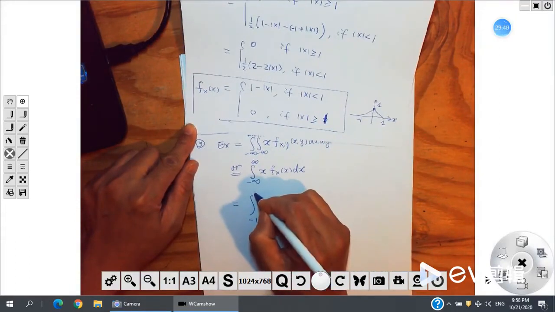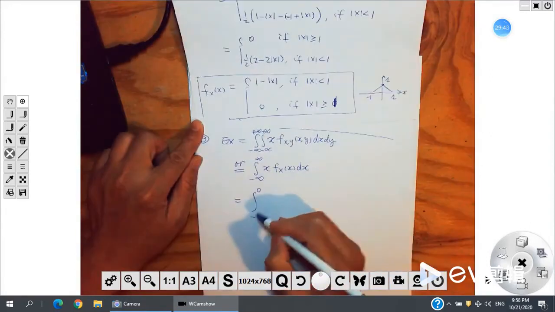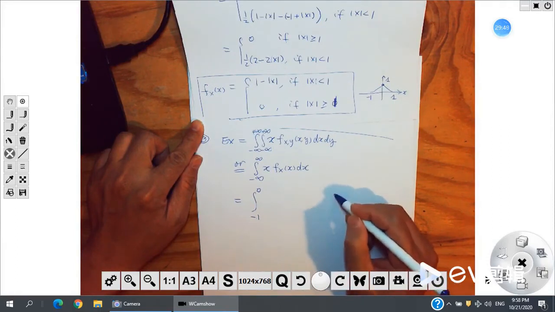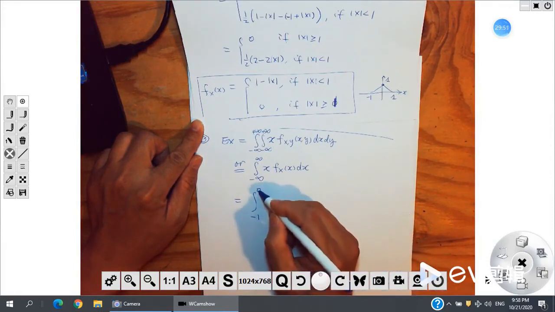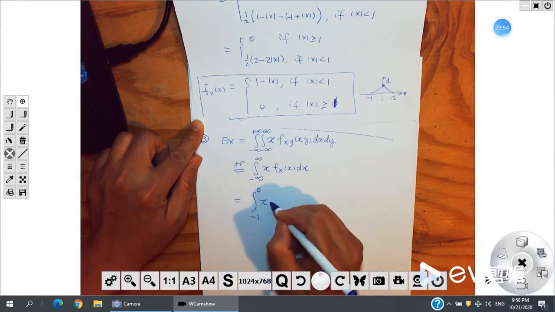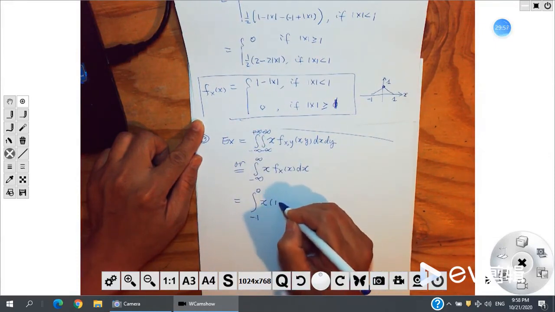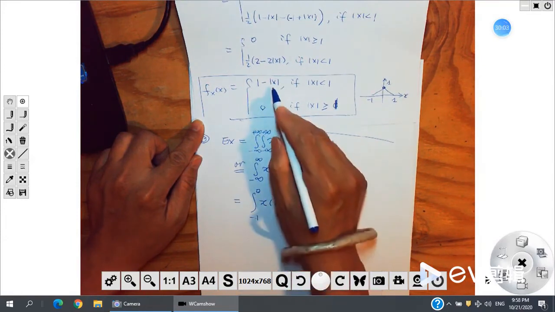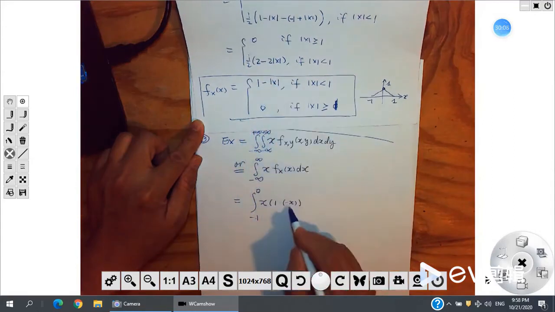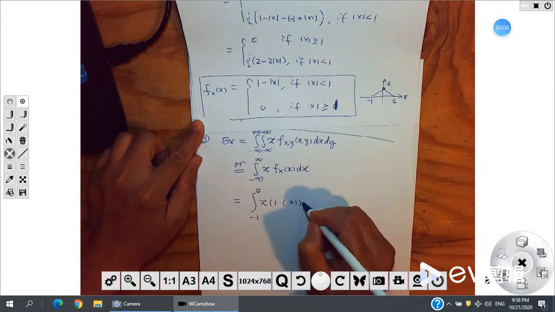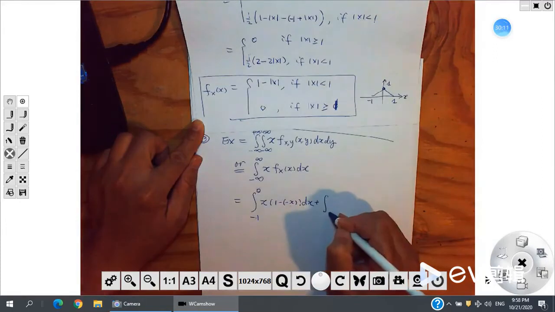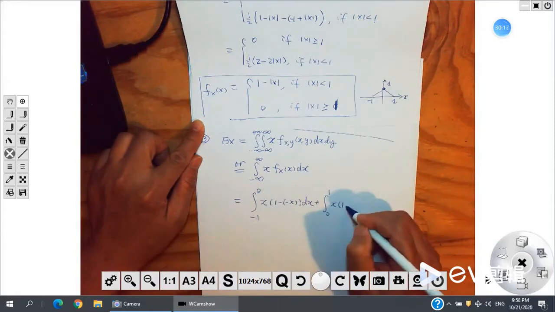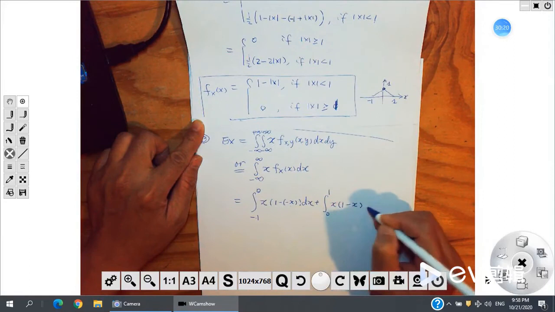But I separate for negative x and positive x. So negative 1 to 0, and the other integral will be from 0 to 1. Right? Okay, since negative 1 to 0, the x times the density function now is 1 minus negative x, because x is smaller than 1, a negative value, so the absolute value will be negative x, right? Okay, this is the first part. And second part, from 0 to positive 1, this is x times the density function, now 1 minus positive x, dx.